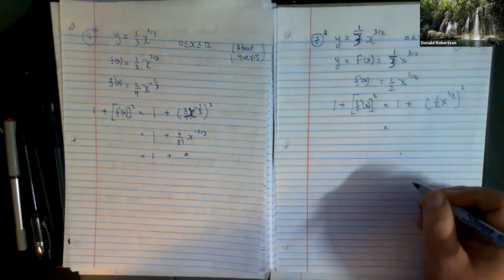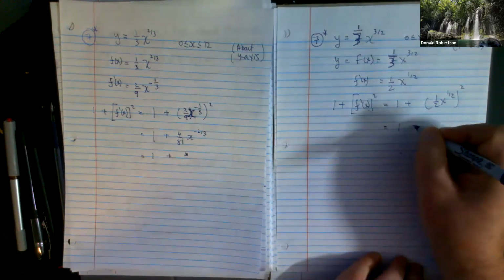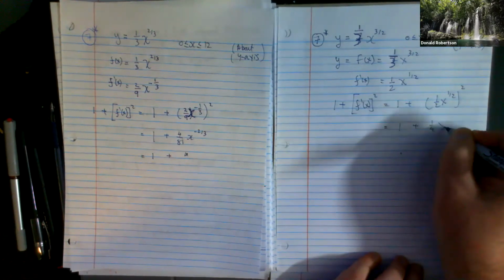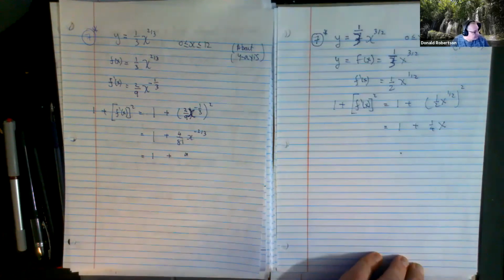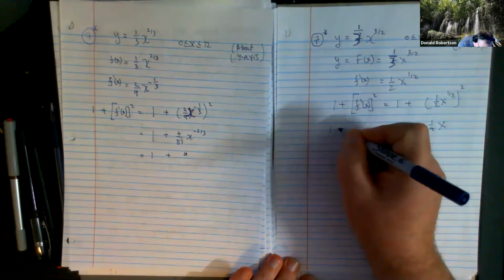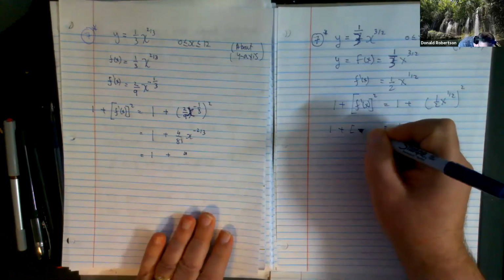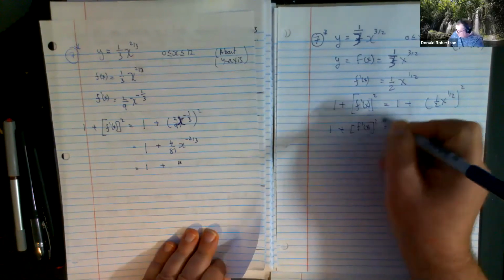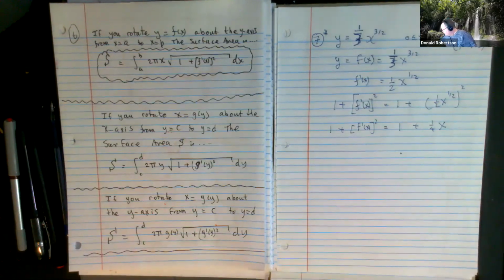And we end up with 1 plus 1/4x. Are we good? After about the 3rd attempt, with the right question, it wasn't that hard to do. I'm just not getting into the swing of things yet.